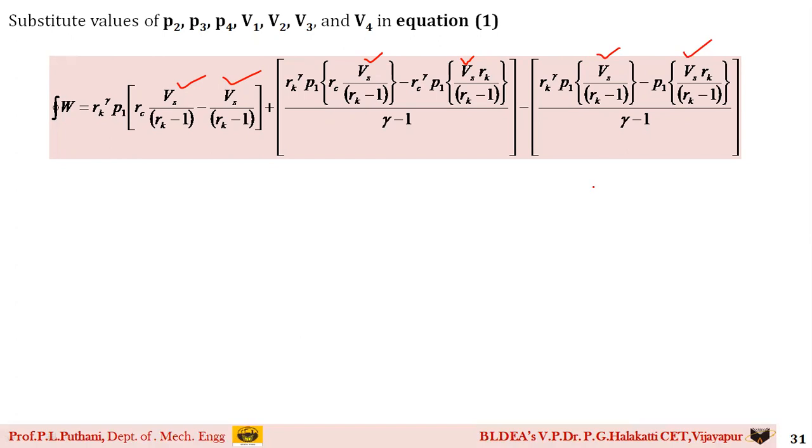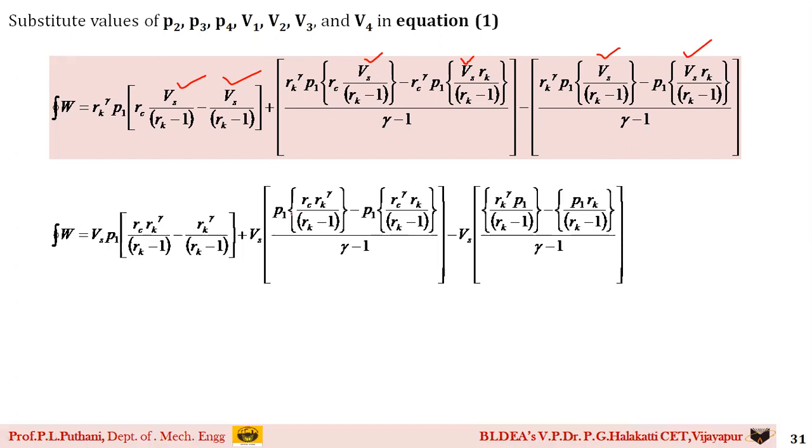You can take it outside. So I have written it as Vs into P1. Then this particular Rk raised to gamma I have multiplied inside this bracket, which becomes Rc into Rk raised to gamma minus Rk raised to gamma here. I have taken Vs also common, you can see here.